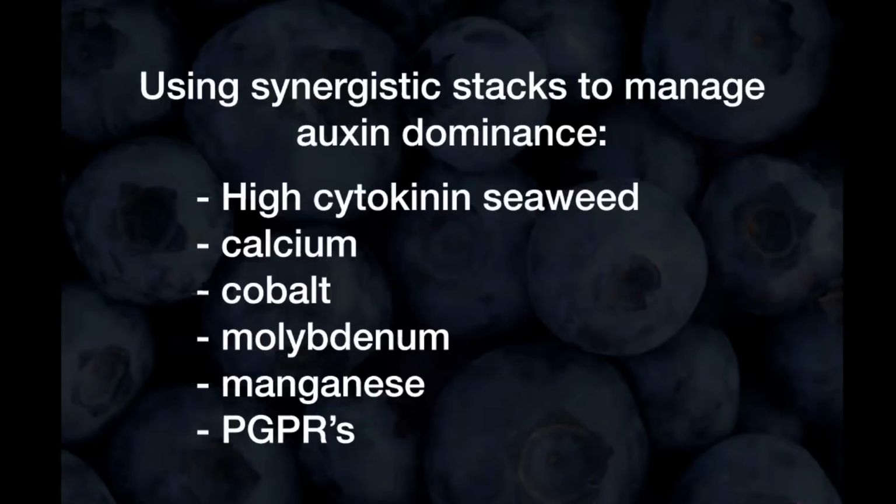And very importantly, we want to make sure as well that the plant has a healthy population of PGPRs, plant growth promoting rhizobacteria, in the root system, because these PGPRs actually synthesize cytokinins and feed the plant cytokinins in the root system. So these specific groups and strains of bacteria in the root system are a very important part of an integrated approach to maintaining high cytokinin production and preventing auxin dominance.